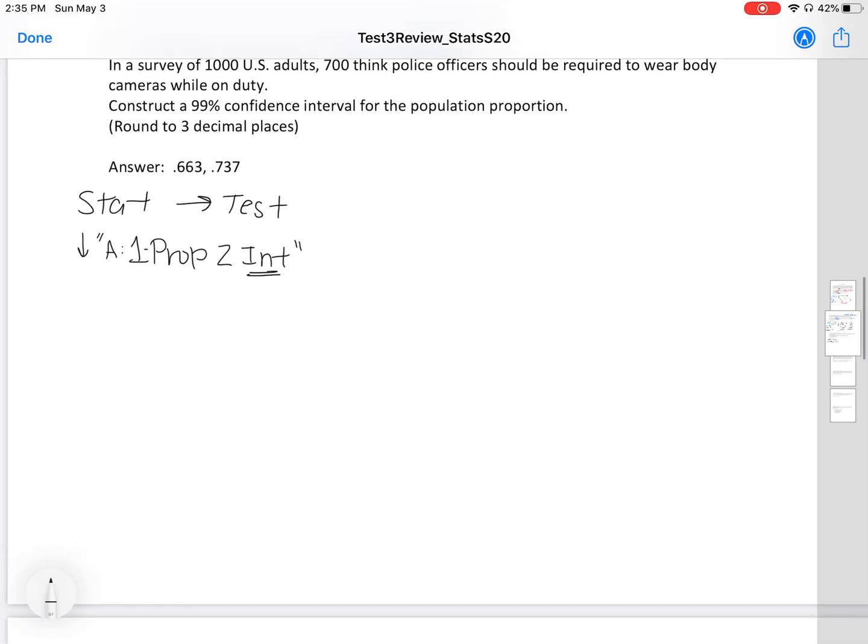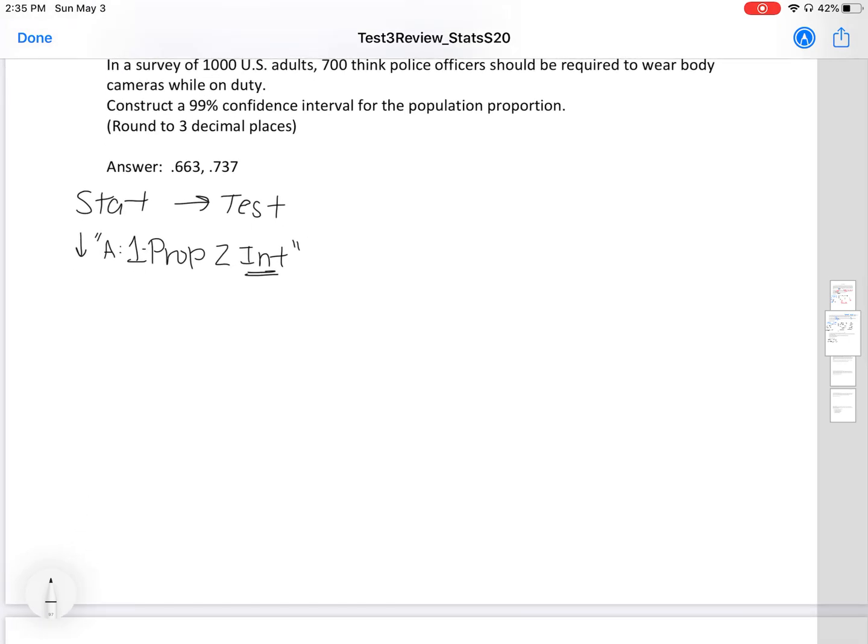Okay, for this one, we have to fill out these pieces of information. We have to find X, N, and C-level. And once you go onto your calculator, it tells you this. So you don't have to remember this. You just need to know how to read that and interpret your question.